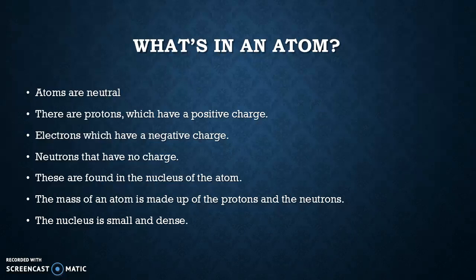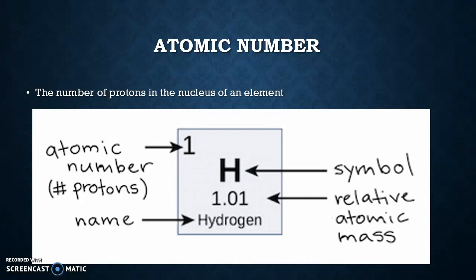So these are found in the nucleus of the atom. The mass of an atom, like I said before, is made up of the protons and the neutrons, and the nucleus is small and dense. It's at the very center of the atom. So the number of protons in the nucleus is equal to the atomic number. So for instance, in this example, we have hydrogen. So hydrogen is number 1.